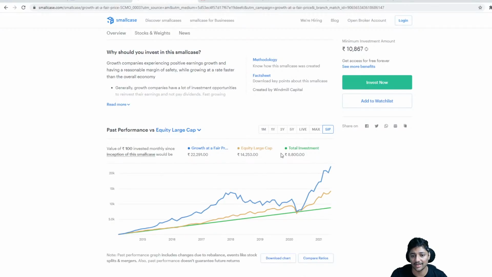And for all the people asking how an SIP works, if you have to do an SIP, again, don't look at all the past. If you don't want to look at the past, let's look at 2021 only. 2021 December from here.